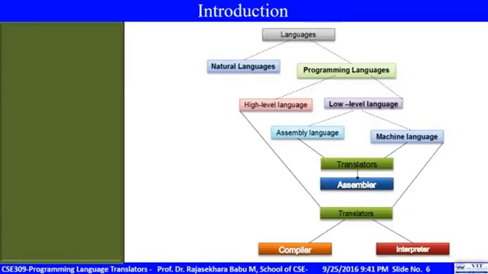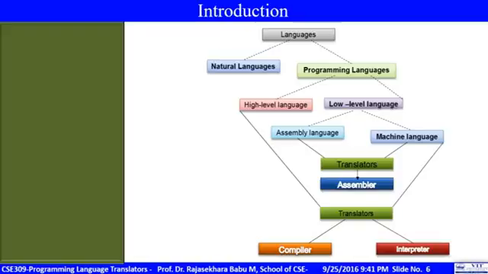So let us see the introduction to programming languages. Before discussing programming languages, let us see the broad classification of languages. Languages are broadly categorized into 2 categories: natural languages and programming languages. Natural languages are used for communication between human beings, and programming languages are used by human beings to communicate with machines.